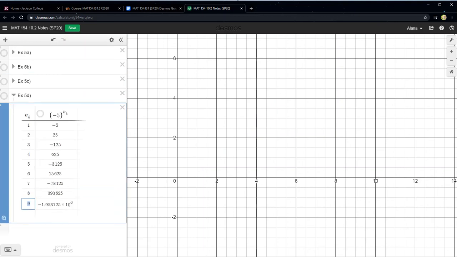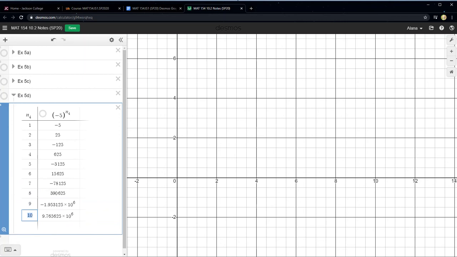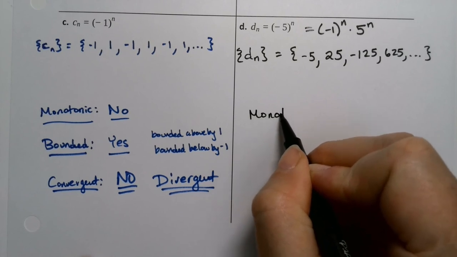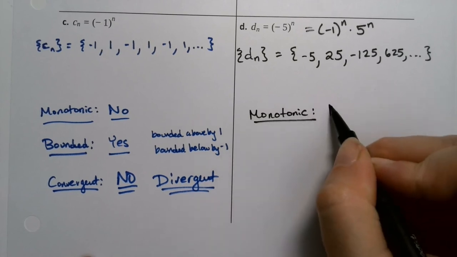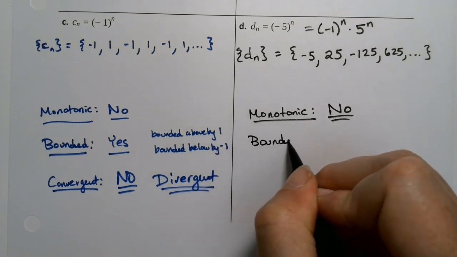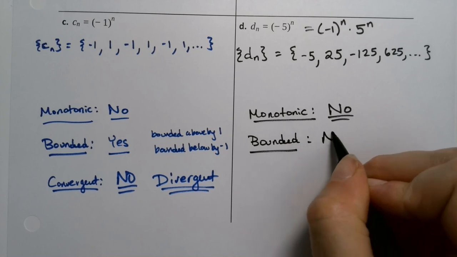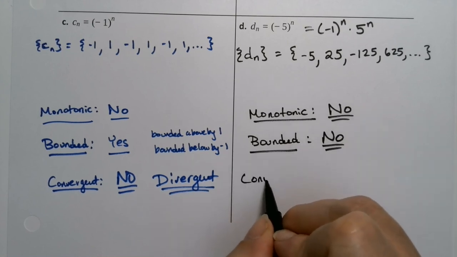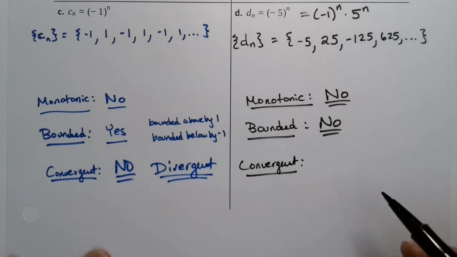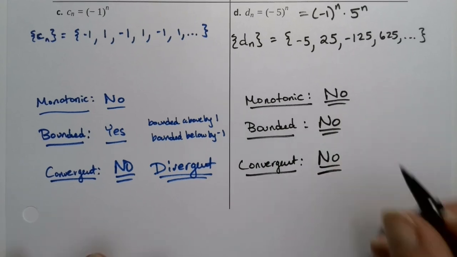So it's just getting bigger and bigger and bigger, right? So that's going to -infinity for the odd numbers and +infinity for the even numbers. So therefore, it is not monotonic. It is not bounded. It is not convergent. Now, it's not actually diverging to infinity. It's diverging to both positive infinity for evens and -infinity for odds, which means it's just a straight up no. It's divergent.